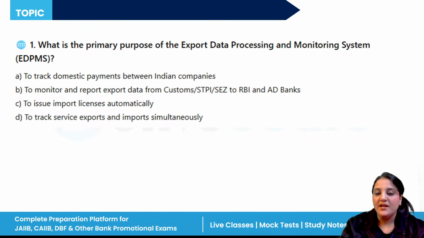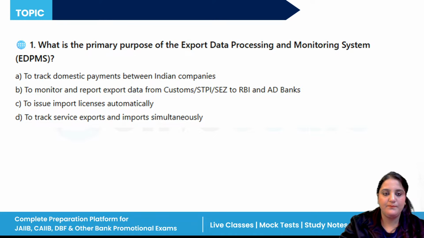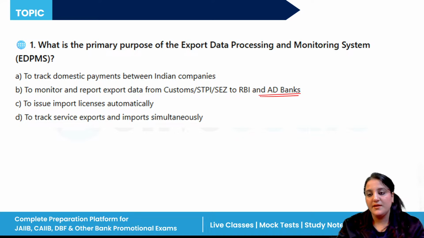So the main work of this EDPMS is to monitor and report the export data from customs, STPIs, and special economic zones to RBI and authorized dealer banks. So this option is correct here. Is that clear?